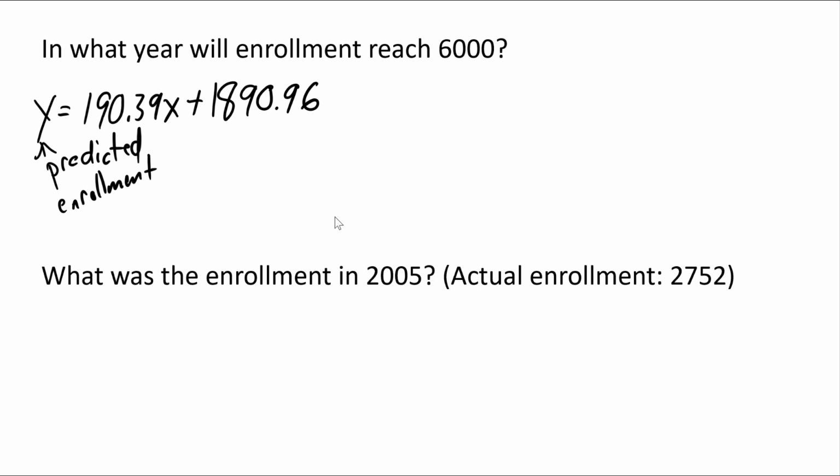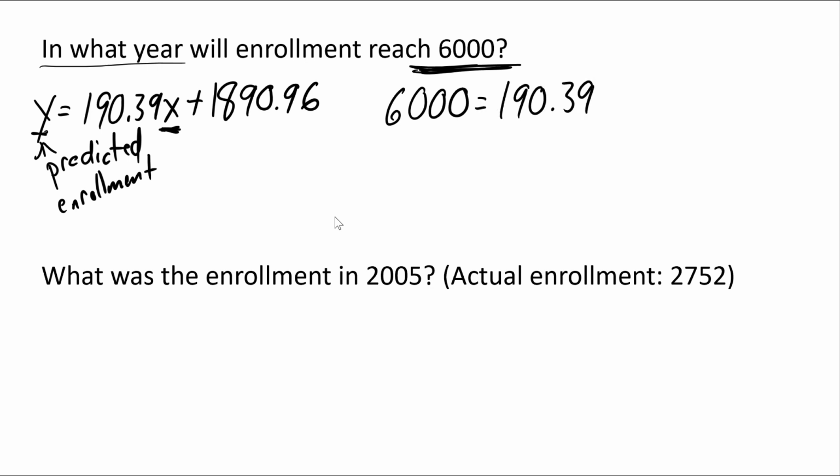All right, so in what year will enrollment reach 6,000? So this is a predicted enrollment, right? So our x value is number of years since 2000. Y is the predicted enrollment. So we're wanting to know in what year, that's going to be our x value, will enrollment reach 6,000? That's our predicted enrollment. So to solve this, we're going to plug 6,000 in for y. So 6,000 equals 190.39x plus 1,890.96. And then we're going to solve.